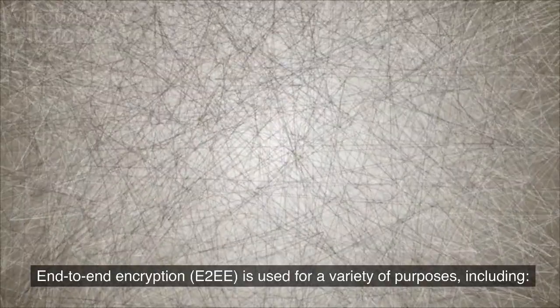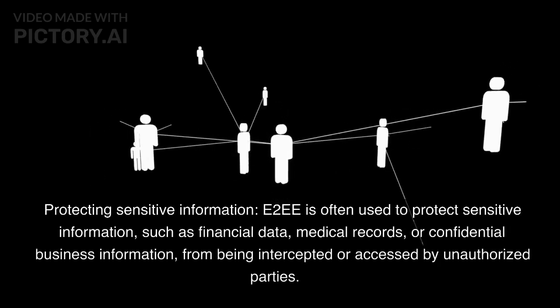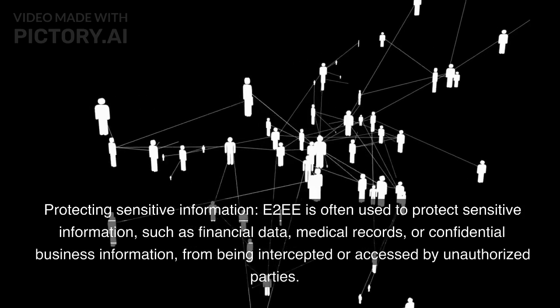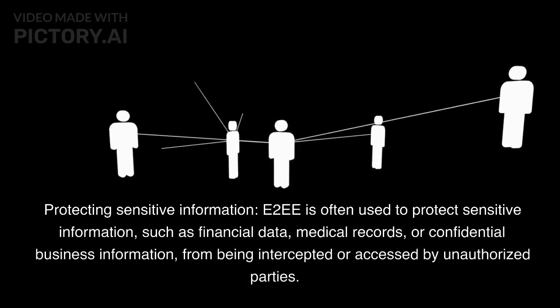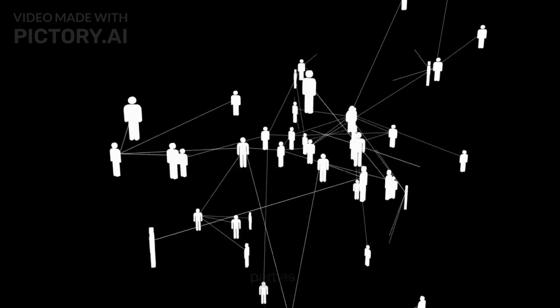End-to-end encryption, E2EE, is used for a variety of purposes, including protecting sensitive information. E2EE is often used to protect sensitive information, such as financial data, medical records, or confidential business information, from being intercepted or accessed by unauthorized parties.